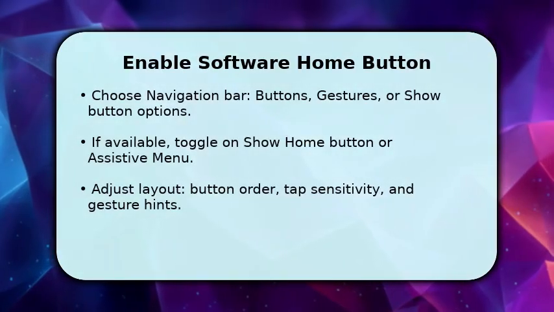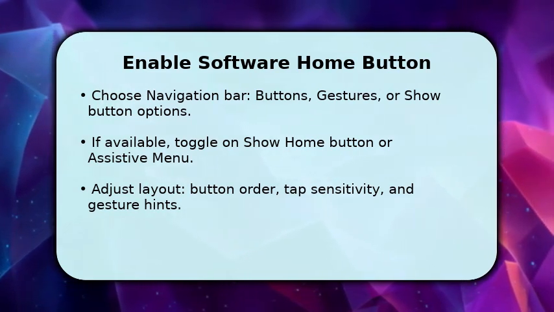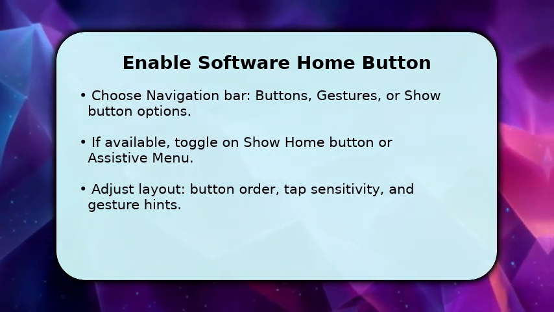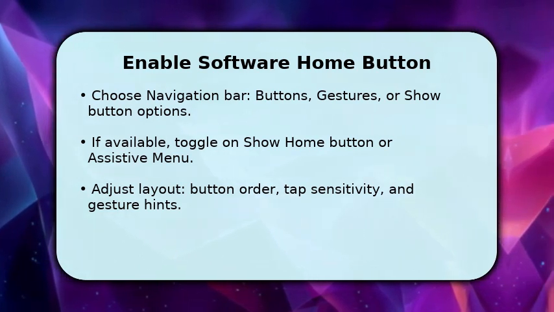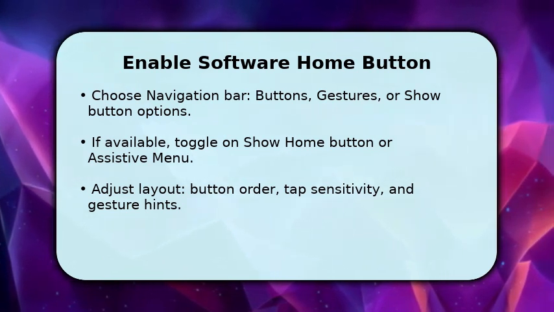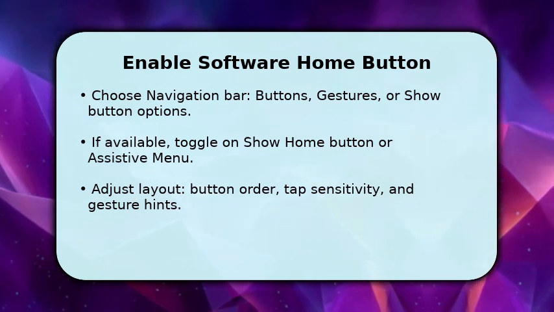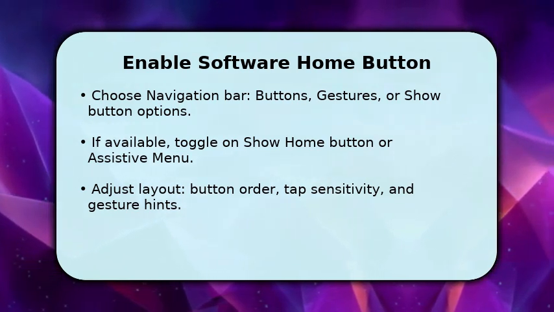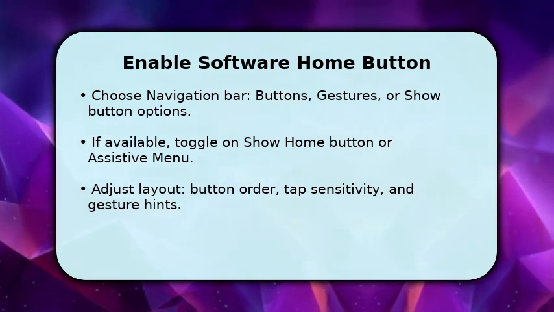If the phone offers buttons versus gestures, select buttons to restore a visible home icon, then pick the layout and order you prefer. Adjust tap sensitivity and visual hints so the button responds reliably. This prevents accidental presses. If your build hides the option, enable the assistive menu, which provides an on-screen home action. Third-party launchers can offer a similar floating home control.